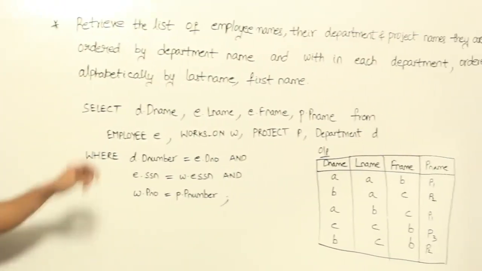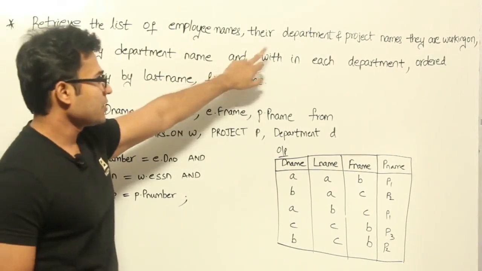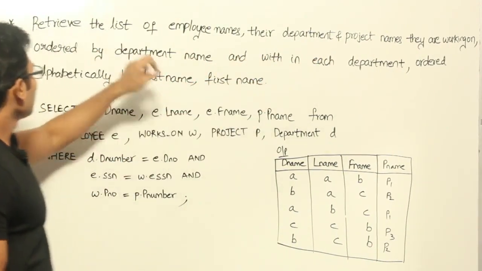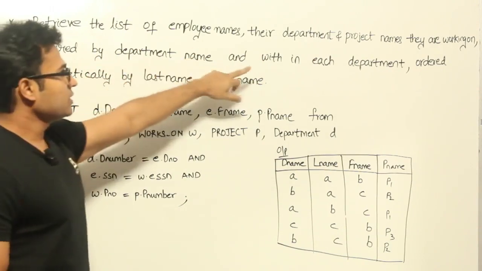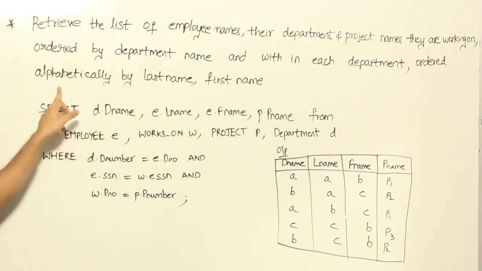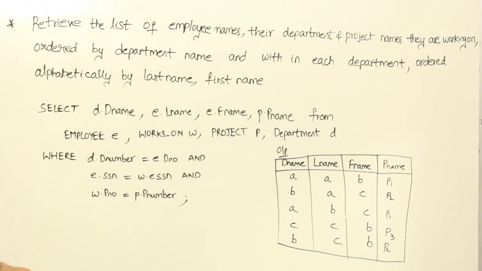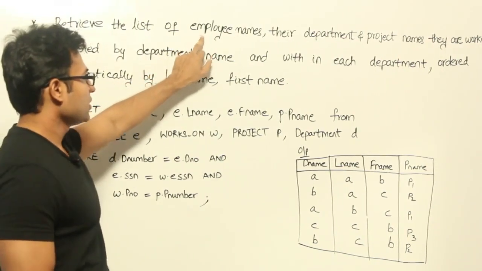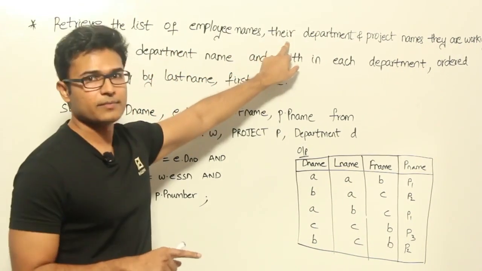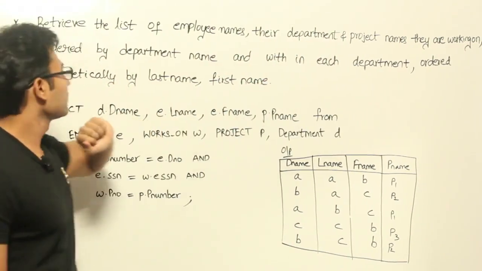So the query is like this: retrieve the list of employee names, their department and project names they are working on, ordered by department name, and within each department order alphabetically by last name comma first name. So we are going to find out the employee names and the departments for which they are working, and the projects in which they are working, project names in which they are working.